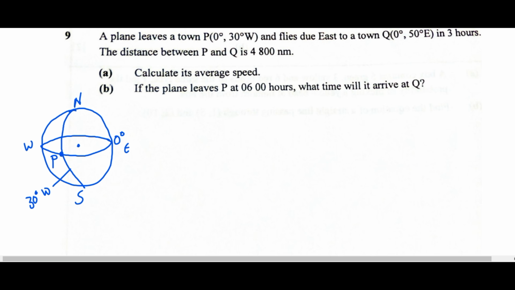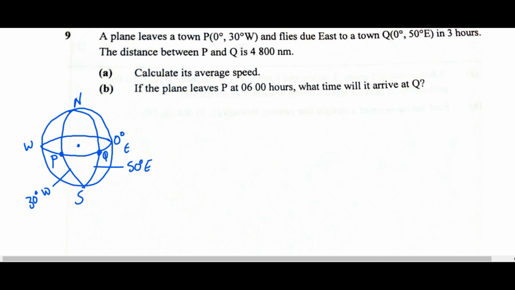Then let's look at Q. Q is on the same latitude as P, but 50 degrees east. So this line will pass through here, so we have 50 degrees east, and this is our Q. So at least we have a visual representation of what we are looking for. Now the distance between P and Q is 4,800, and we are told a plane leaves town P, so it was moving from P to Q.